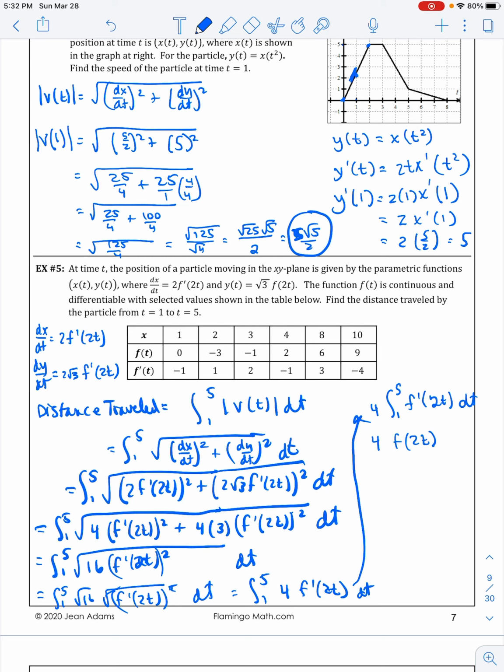And so this is going to be 4 times f of 2t divided by 2, because I'm taking the integral, remember, so I'm going to have to divide by the derivative of 2t, and then from 1 to 5, and divide by 2. This becomes 2 f of 2t from 1 to 5. So that's 2 times f of 2 times 5, which is 10, minus 2 times f of 2 times 1, which is 2. So f of 10 is 9, so 2 times 9 minus 2 times f of 2, excuse me, is negative 3.